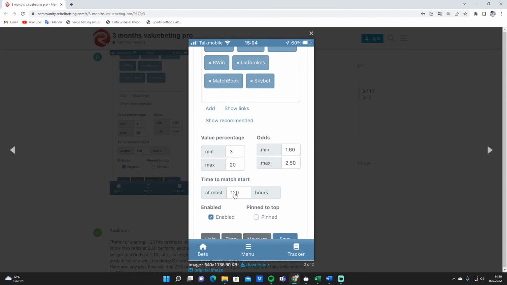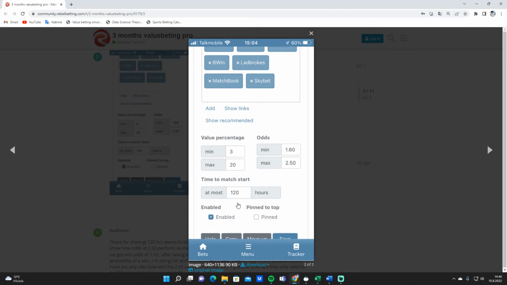Time to match start is interesting. He's using 120 hours. That is way too much, in my opinion. What is that, like 5 days? I think it's way too much, because if you place a bet now and the match start is 5 days from now, there is so much time, anything can happen. So it raises the variance a lot.